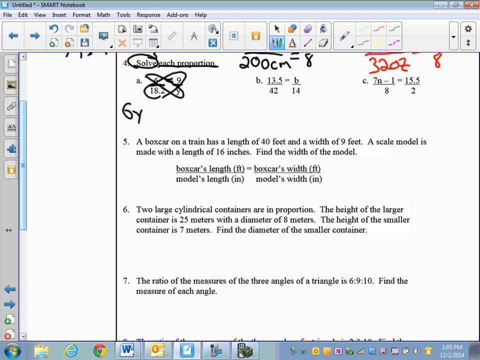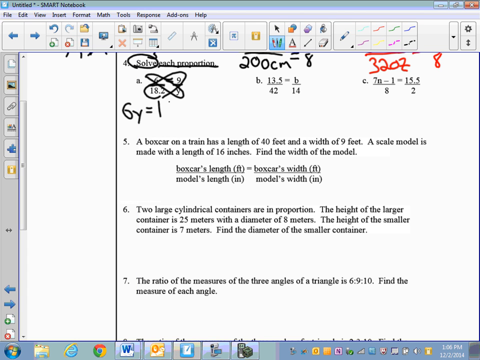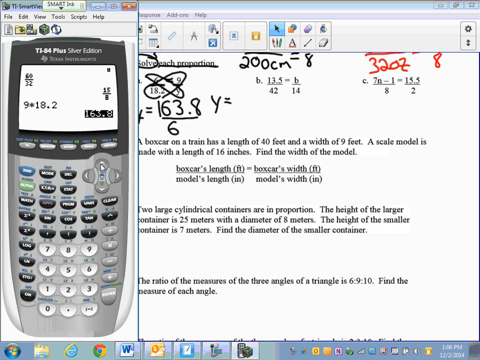So I get 6y is equal to 9 times 18.2, which is 163.8. To get y alone, I have to divide. So y is equal to, we take that and divide it by 6, 27.3.